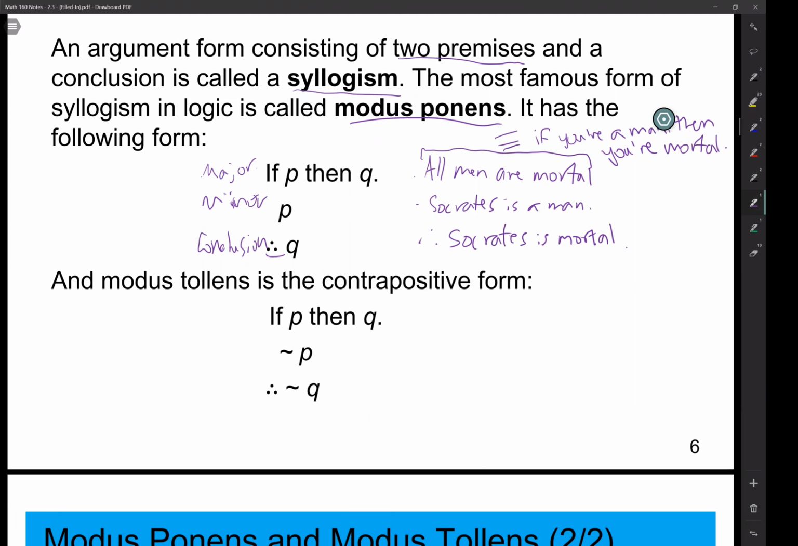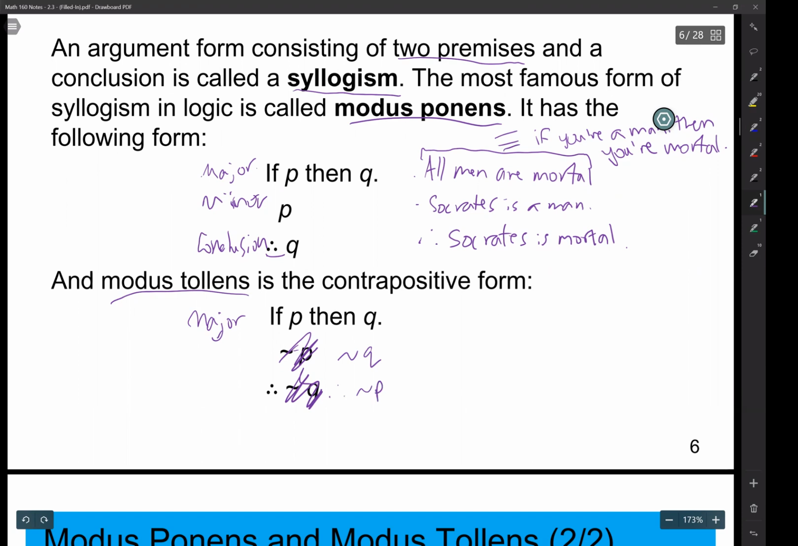Modus tollens is just the same thing, but in contrapositive form. What it says is that, again, the major premise is that if P then Q, I have not P. Oh, shoot, this is backwards. Sorry, these notes are wrong. It's not Q. Therefore, I'm allowed to conclude not P.